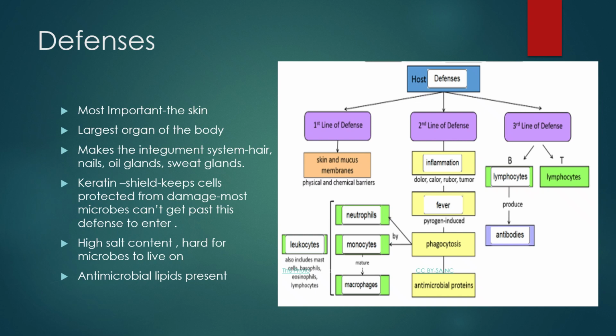The largest organ of the body is the skin. It makes the integumentary system, which includes the hair, nails, oil glands, and sweat glands. The skin also produces a substance called keratin. Keratin is also in your hair. It basically is a shield that keeps cells protected from damage. Most microbes cannot get past this defense to enter the skin.